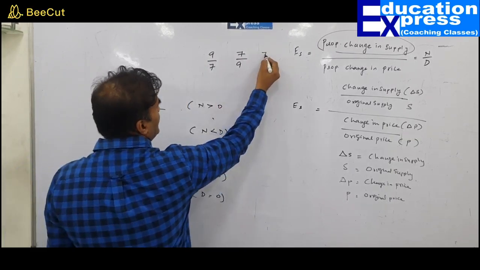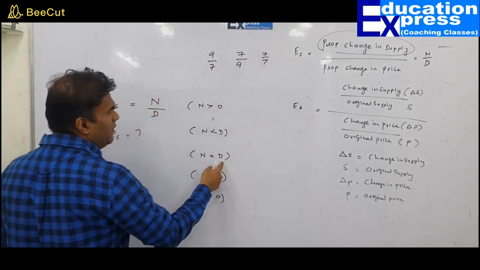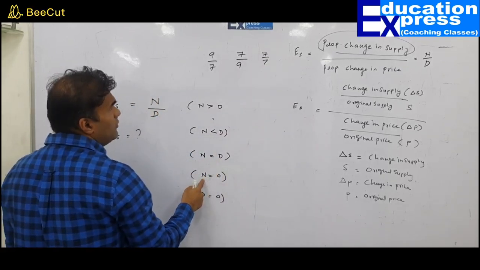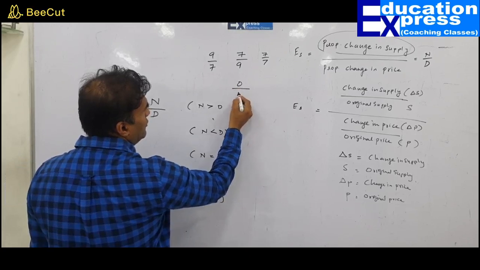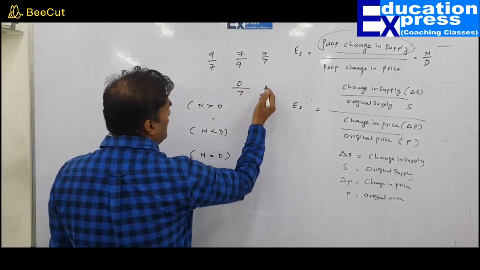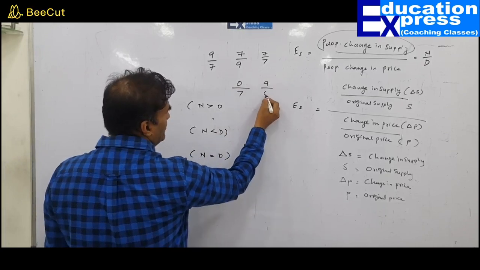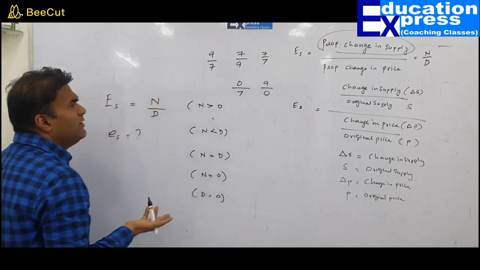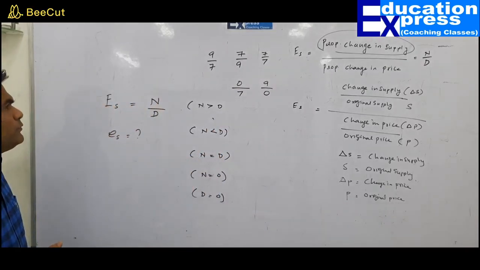It could be 7 upon 7. Numerator is equal to denominator. Next is numerator is 0. So if numerator is 0, denominator is 7. Denominator is 0, so numerator remains 9. So these are all the possible values that we can assume.